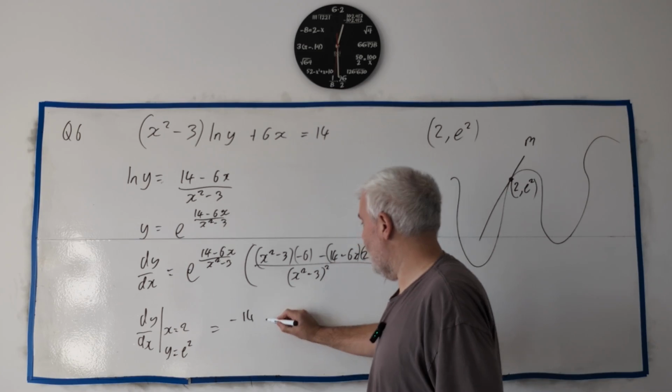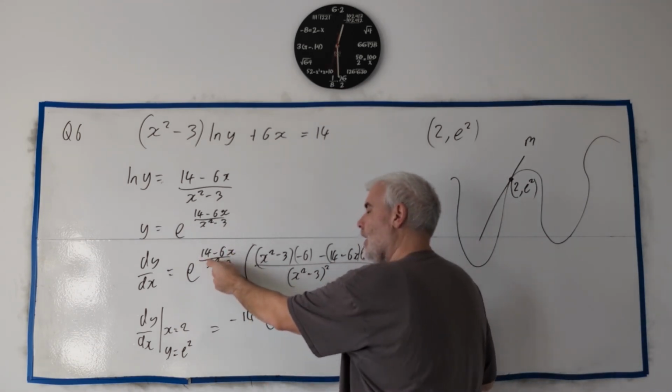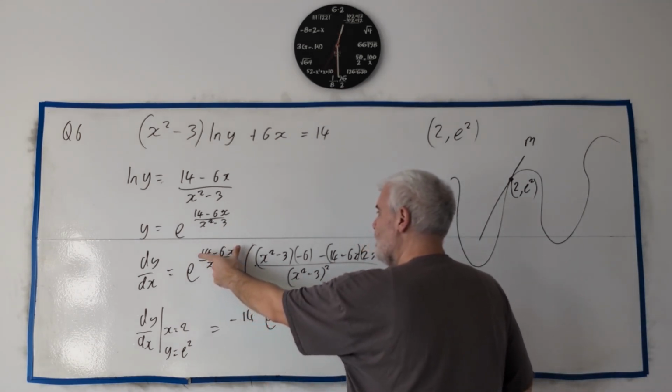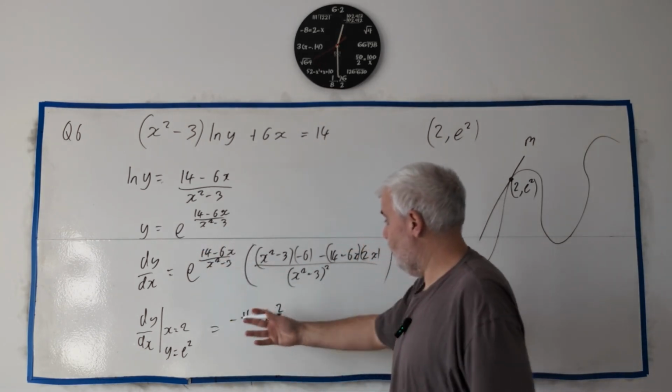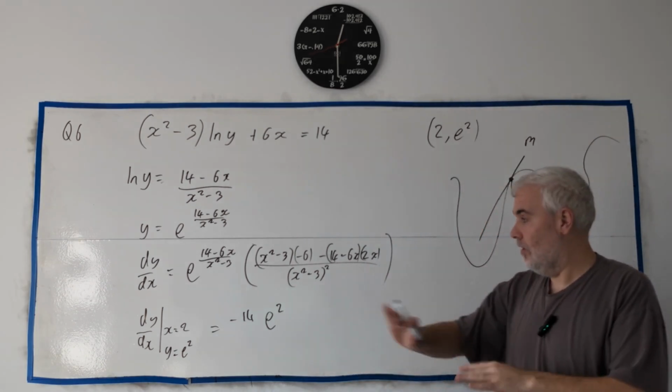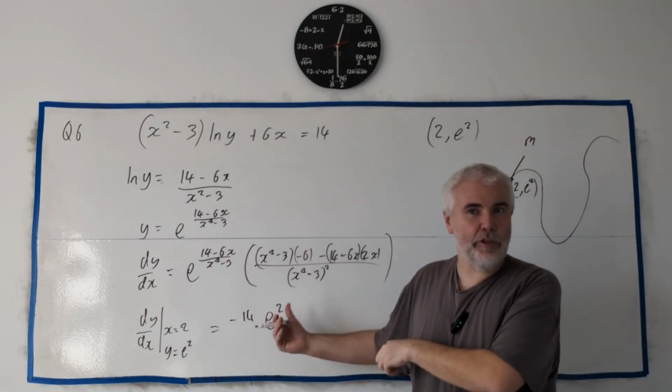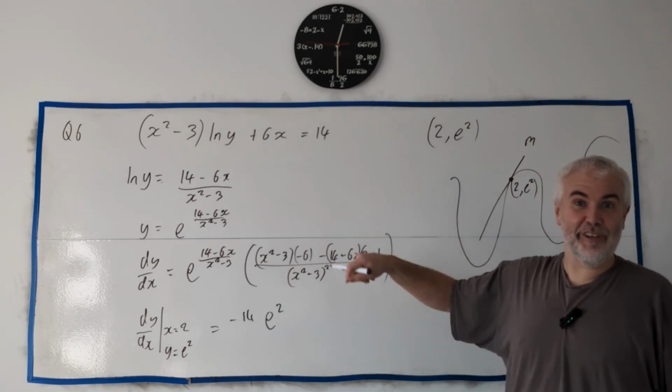And then you're left with this e, and what's this? On top is 2, on bottom is 1. This is e squared. Minus 14 e squared is the answer of doing this. I didn't mean to do it all that way because I'm going to show you a different way now.